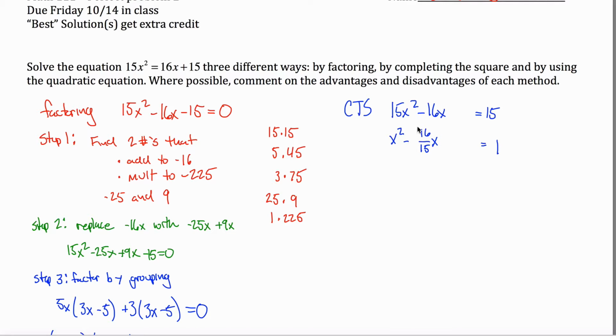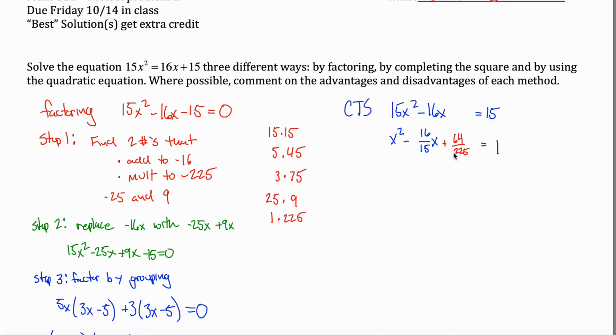And now this is not a perfect square on the left-hand side of the equation, but there is some number I can add here to both sides of the equation that'll make it a perfect square. And the way I figure out that number is it's half of this. Half of 16/15, or really negative 16/15, is negative 8/15. And negative 8/15 squared gives me, maybe in a different color, positive 64 over 225.